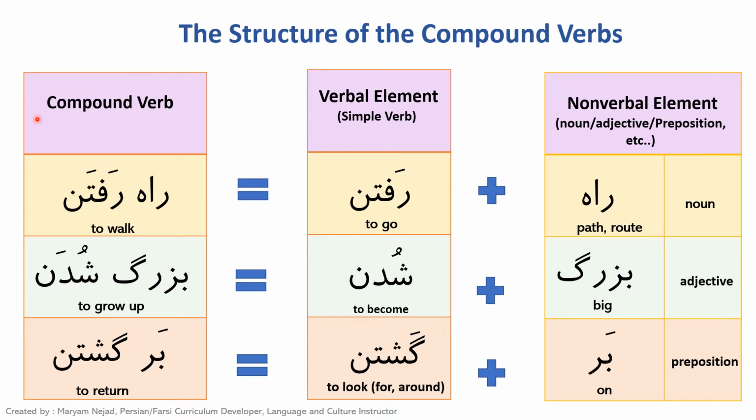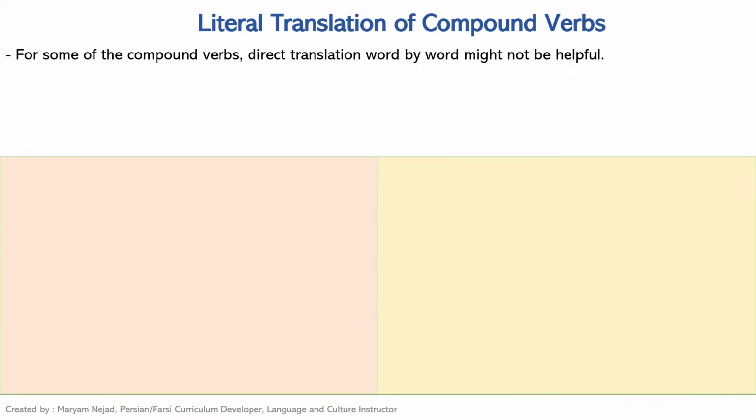As I said earlier, compound verbs are very important to learn because maybe around 90 to 95% of the Persian verbs are compound verbs. There's an important point that you need to know when it comes to translating the compound verbs. I'm going to explain it by using this example here.